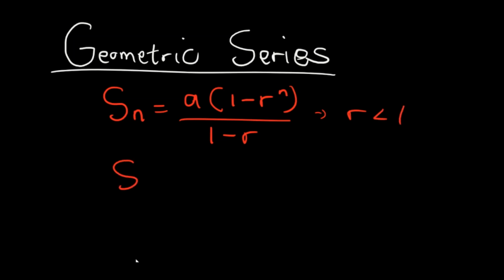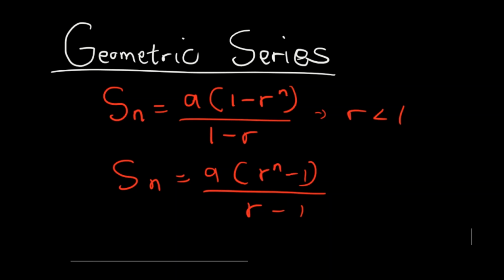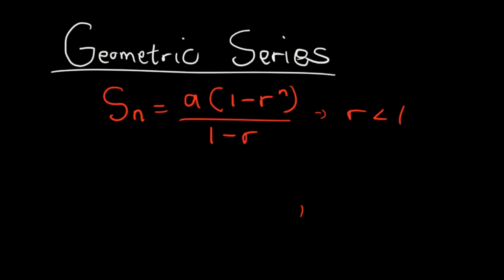Anything else we can use Sn is equal to a into r to the power of n minus 1 divided by r minus 1, right? So here we're just going to derive this sum, and just to find out how it is formed. So let's start by deriving this.